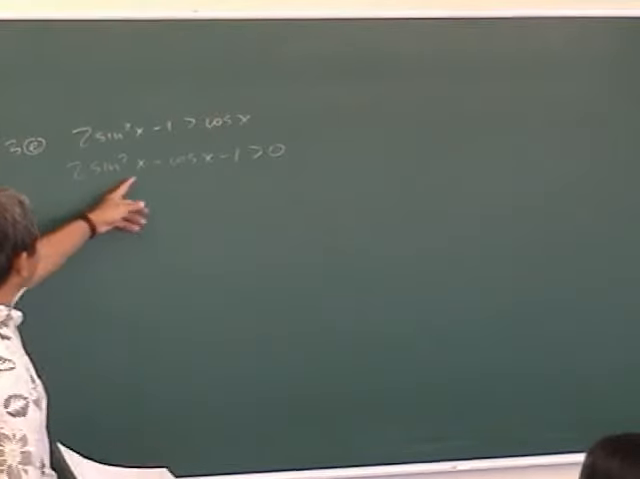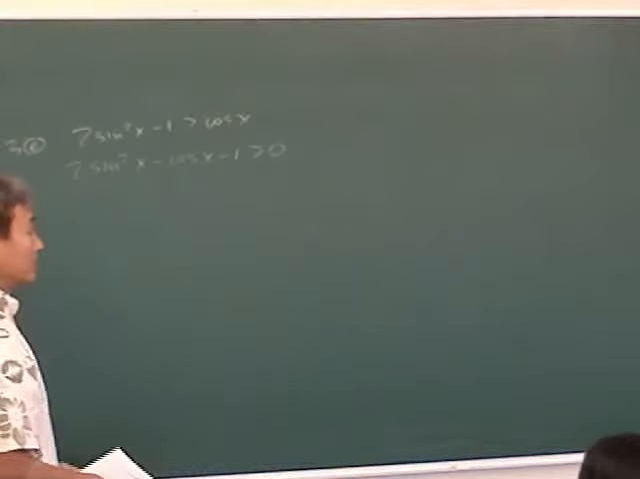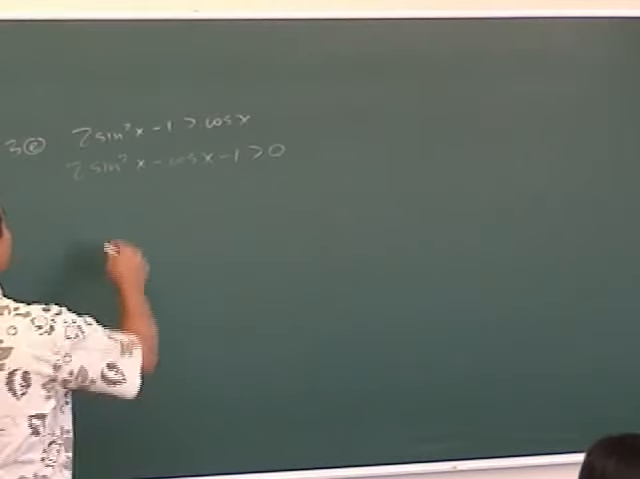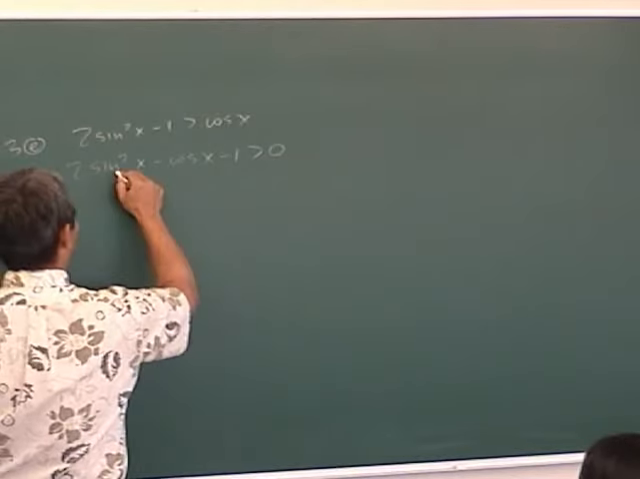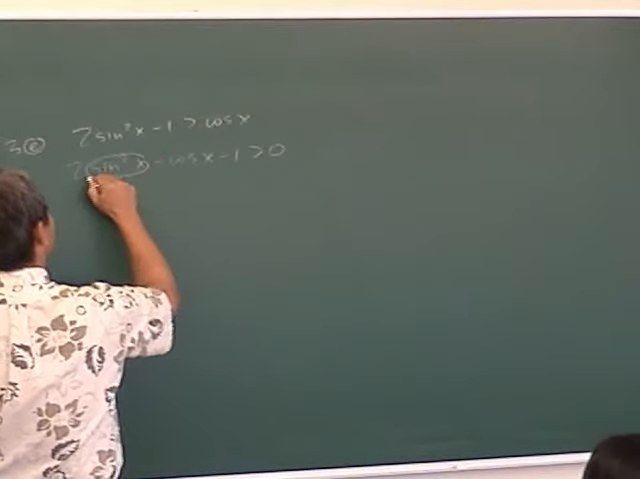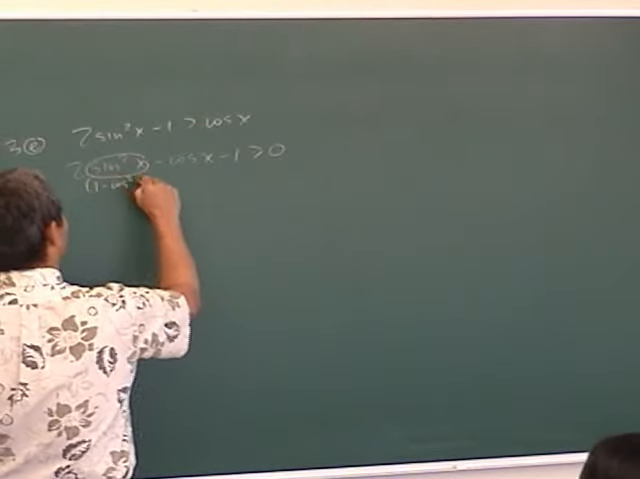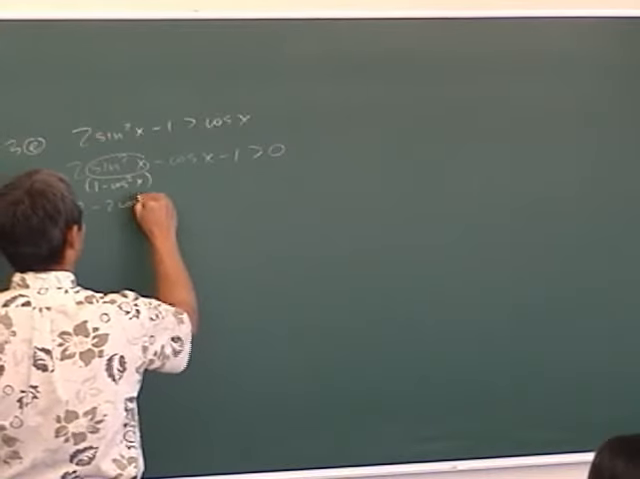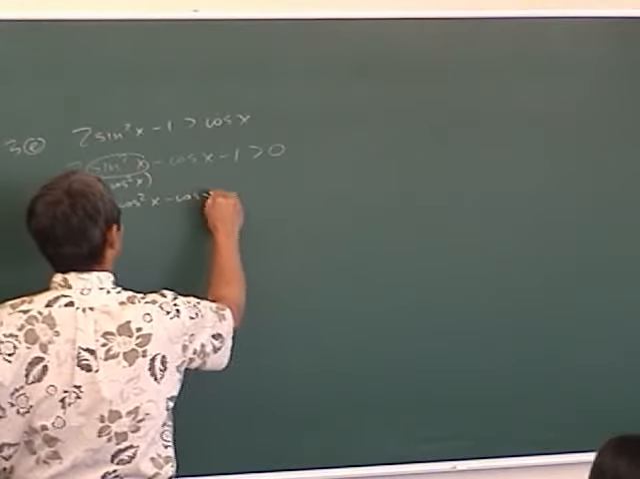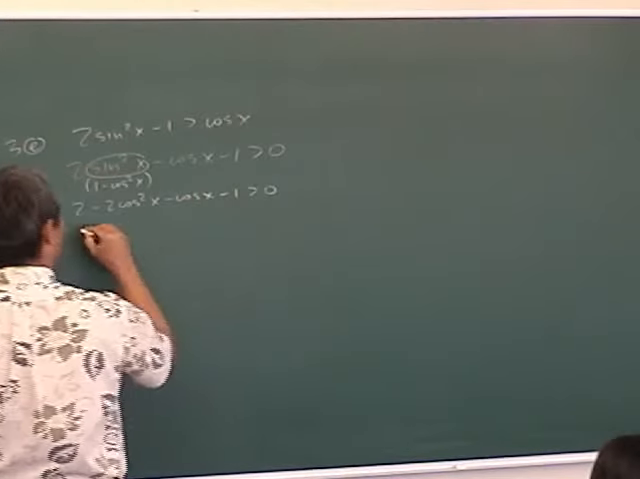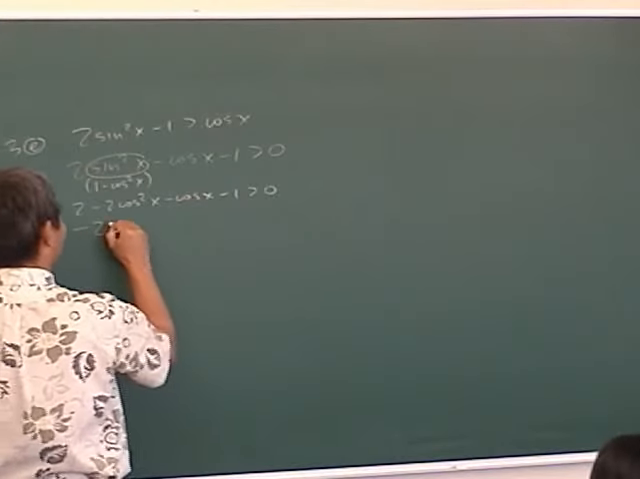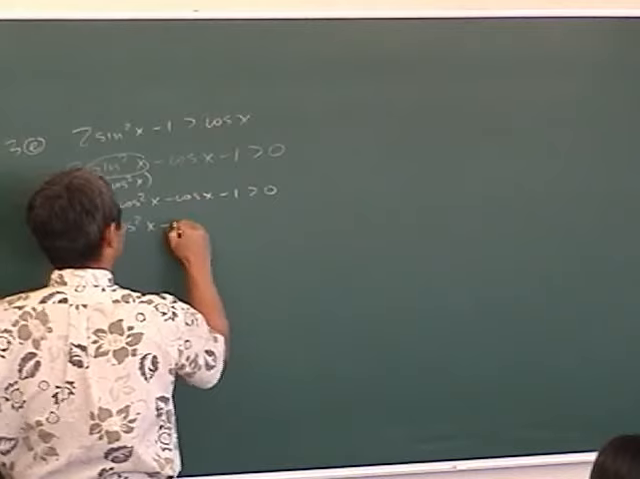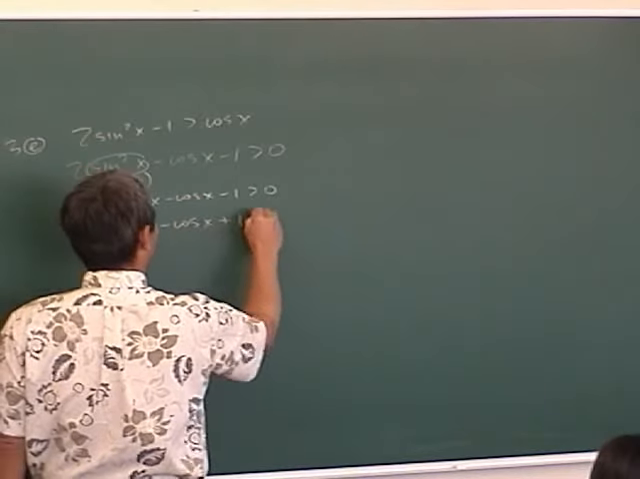It's hard to factor when you have both sine and cosine, so what do we do? Change the cosine or change the sine squared. We have an identity for sine squared, it's 1 minus cosine squared. So again, you want to make it all one variable. So 2 minus 2 cosine squared x minus cosine x minus 1 is greater than 0. Put it in descending order. Negative 2 cosine squared x minus cosine x plus 1 is greater than 0.